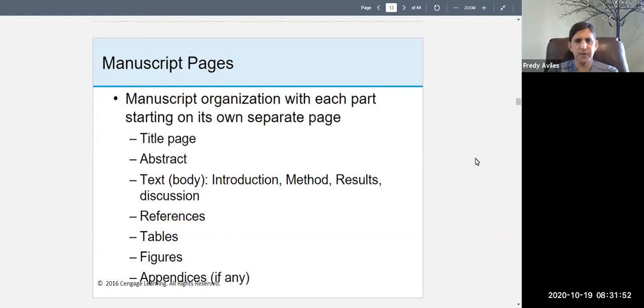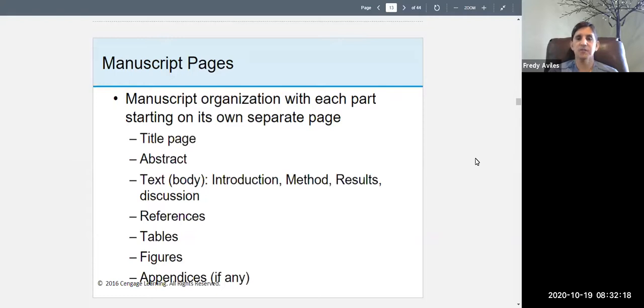Other information about your paper: how do you organize your manuscript? How do you organize the paper? This is on the syllabus as well, but you need a title page, you need an abstract, and then there's the text, the body of your paper, which includes the introduction, method, results, discussion. That's the most important part of your paper. And then there are references. And if there are any tables, figures, appendices, those go at the end.